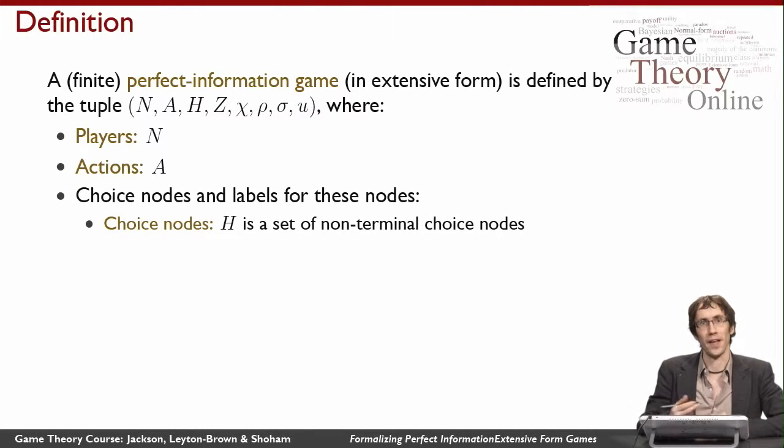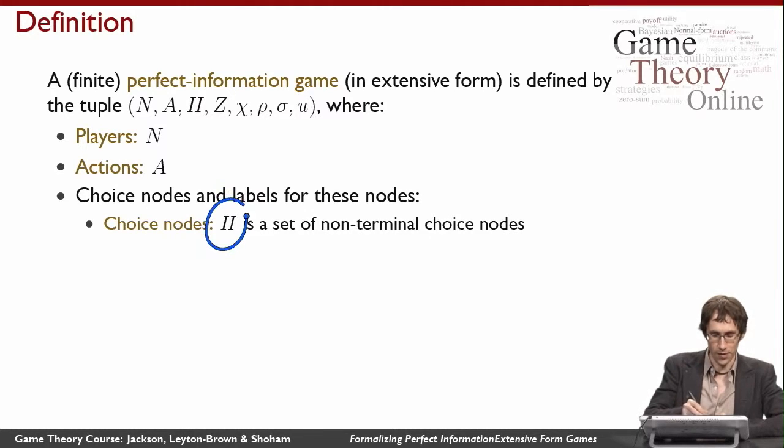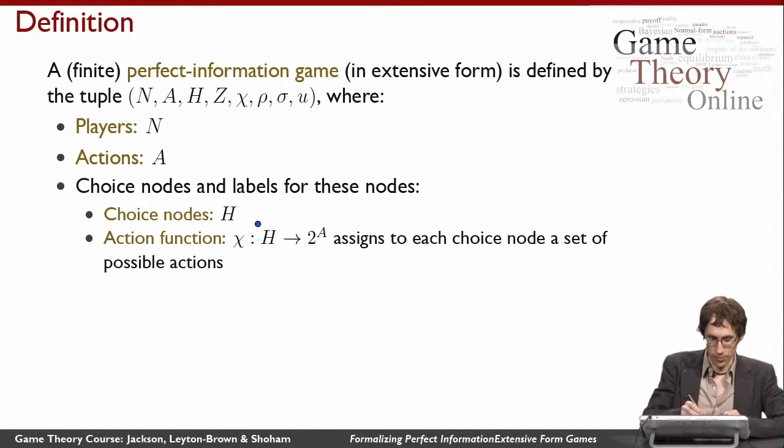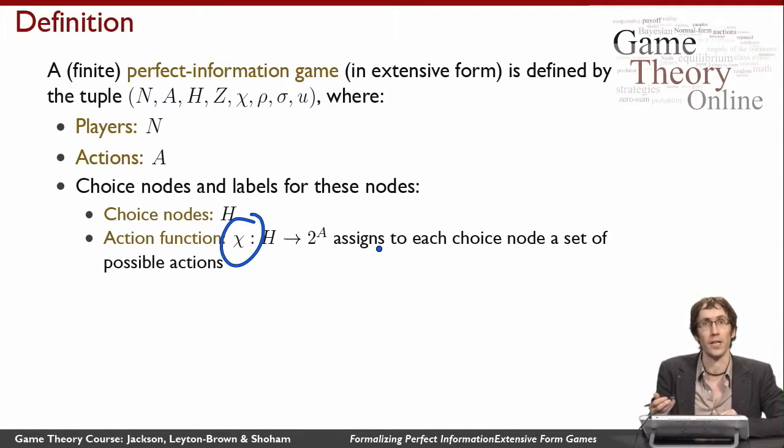We'll start with a set of choice nodes. So these are going to be the nodes in the tree where players take an action, where something happens. And we're going to call that set of choice nodes H. Now, to make the choice nodes work, we need to assign to a choice node all of the different actions that can be taken in that choice node. So we have a function called the action function chi, which assigns to each choice node which actions are available to a player in that choice node.